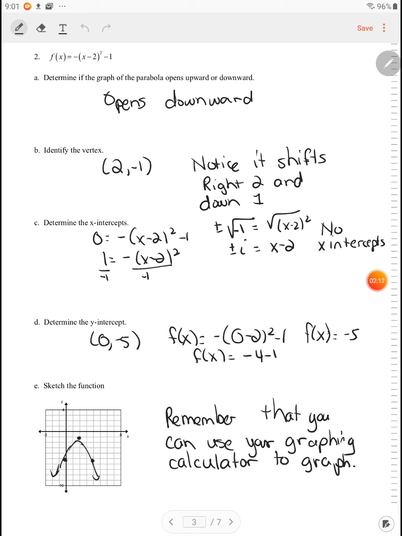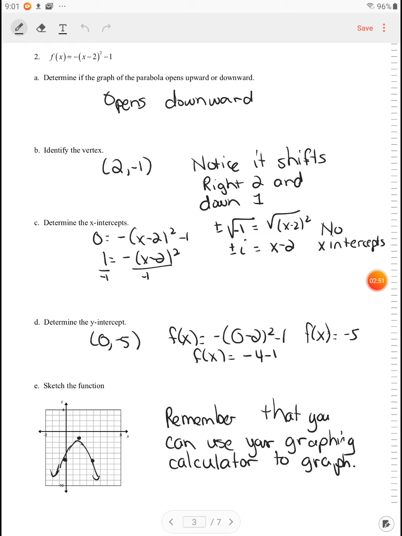Okay, number 2 is a parabola. Notice that there's a negative sign in front, so it flips or reflects over the x-axis. So therefore, the parabola has to open downward. The vertex is (2, negative 1). And if we look back at our shifts, it shifts right 2, so that's why it's positive 2, and down 1, which is negative 1. To find your x-intercepts, you let y equal 0, add 1 to both sides, divide by negative 1, and if you remember, the square root of negative 1 is i, which is imaginary, so there's no x-intercepts.